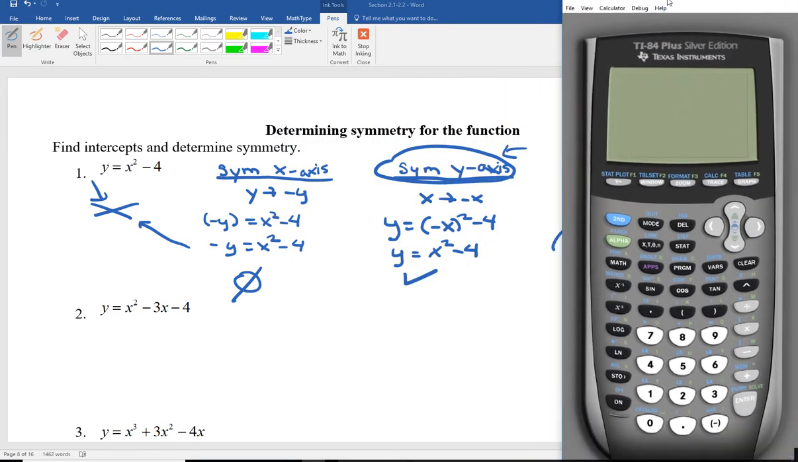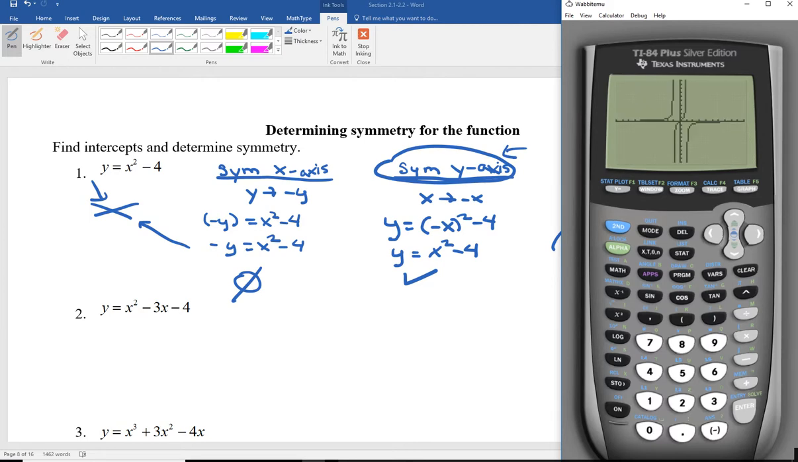Okay, so I'm going to turn on my graph. Let's clear things out. Remember, you hit the y equals button. I'm going to type in x squared minus 4, and I'm going to hit graph. Now, if you don't see the screen, remember, go to zoom and go to 6. So I can clearly see that this is symmetric towards the y-axis. How do I know? Because if I look at my cursor, this y-axis cuts my graph into 2 equal halves. So this is symmetric.